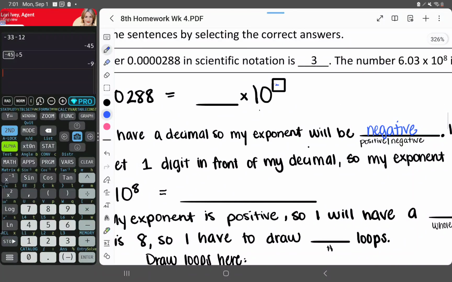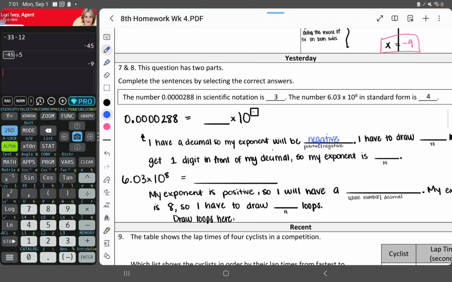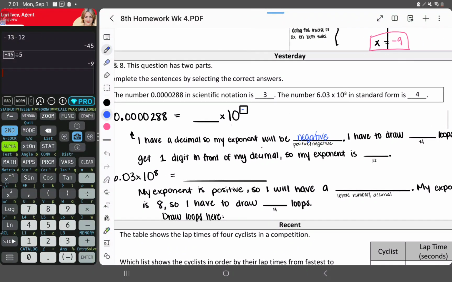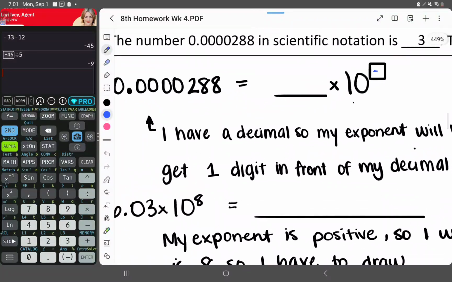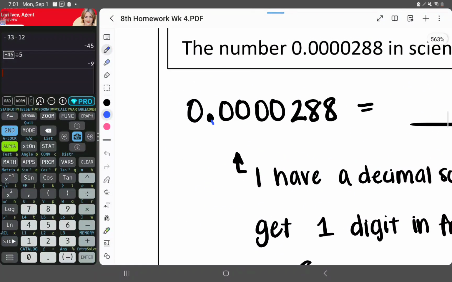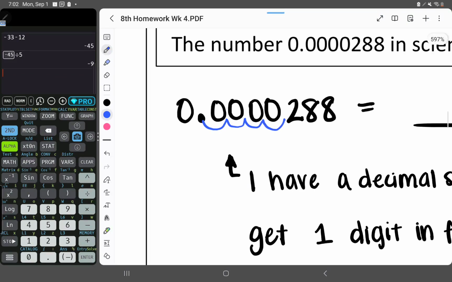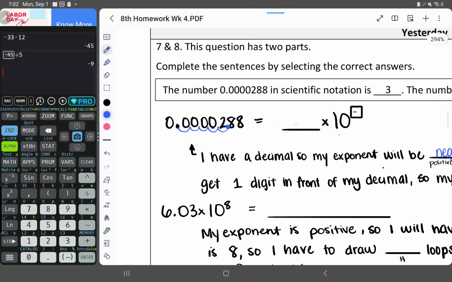So here's a negative, and then it says I have to draw blank loops to get one digit in front of my decimal, so my exponent is blank. So let's see how many loops we have to draw. So we draw 1, 2, 3, 4. Now a lot of us are going to be tempted to stop here, but in front of our decimal right here would be a 0. We don't want a 0 in front of our decimal, so we have to go one more, which would be 5, to have 2.88.